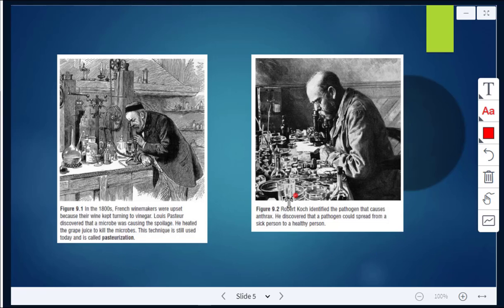Here we have Robert Koch, and he identified the pathogen that causes anthrax. And he discovered that a pathogen could spread from a sick person to a healthy person. And again, he's also using a microscope.